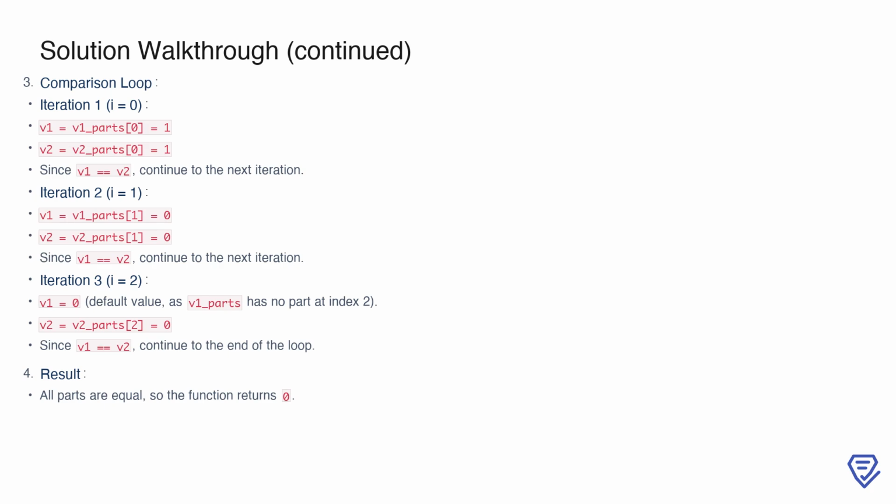In the first iteration, v1 is 1 and v2 is also 1. Since they are equal, we move to the next iteration. In the second iteration, v1 is 0 and v2 is also 0. Again, they are equal, so we continue.